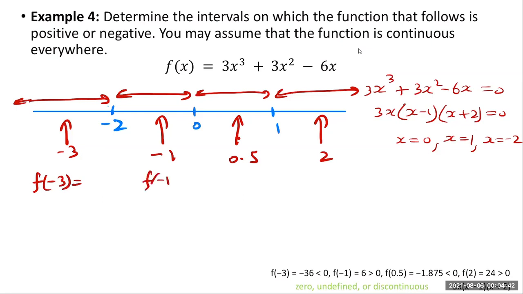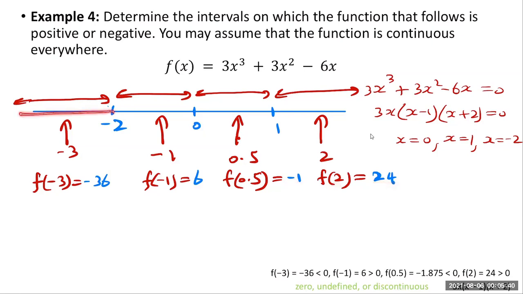Corresponding function value at those chosen points. Okay, let me compute those values. All right, the y value at x equal to -3 is -36. You can check this out. You can compute it and see. The y value at -1 is +6, and the y value at 2 is 24.